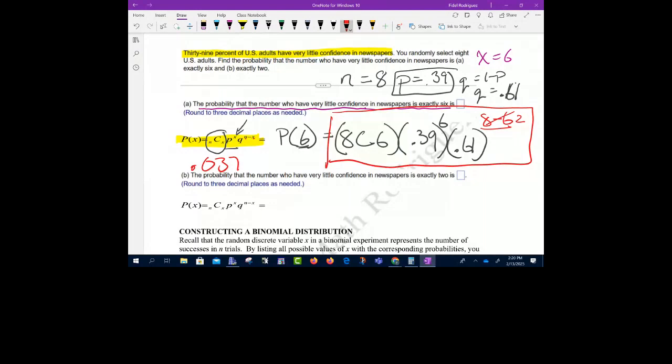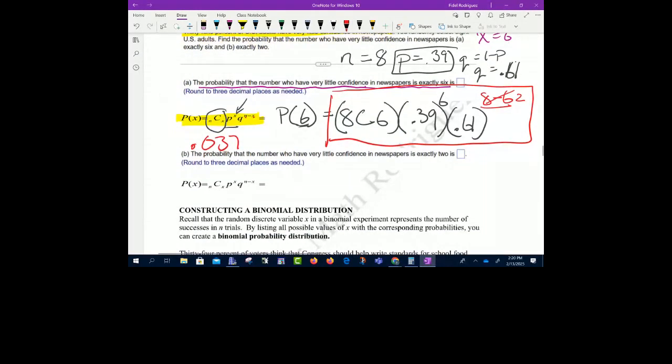All right. Y'all, for the next one, we're going to do the same thing. The only difference now is that they're asking us what's the probability that only 2 people feel that the newspapers are, we don't have too much confidence in newspapers. So the only thing I'm going to do here, y'all, is I'm going to change my value of X from a 6 now to a 2. Everything else is going to stay the same.